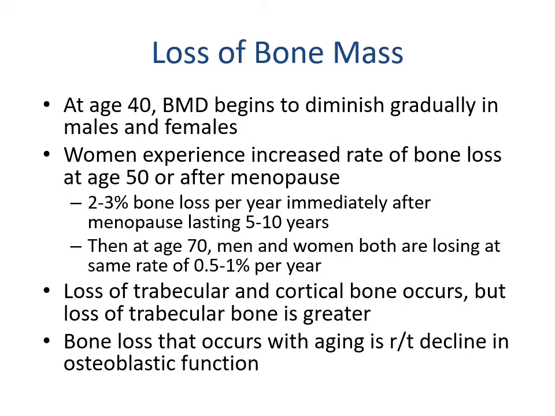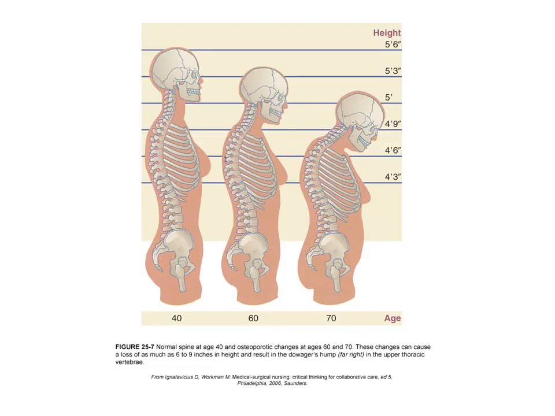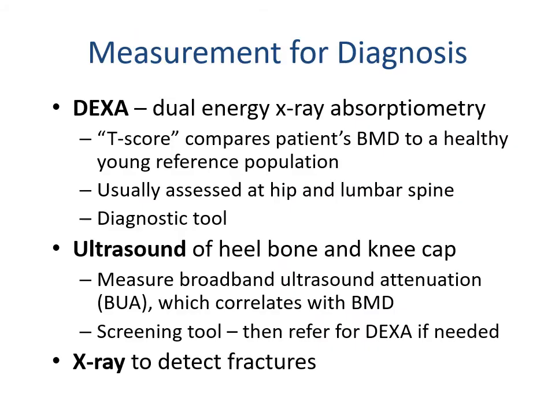And so bone loss that occurs with aging is related to a decline in osteoblast function. And so here we can see the loss of height. So what we're going to see is fractures in the spine, and so we actually see these compression fractures. And so over time, we actually see this loss of height.